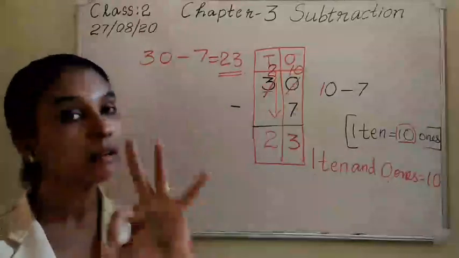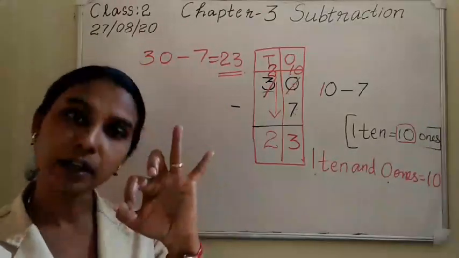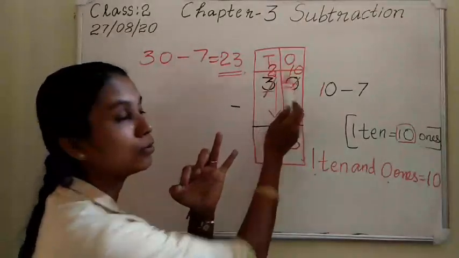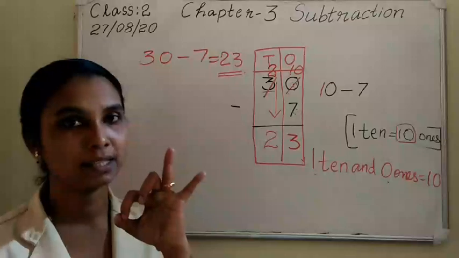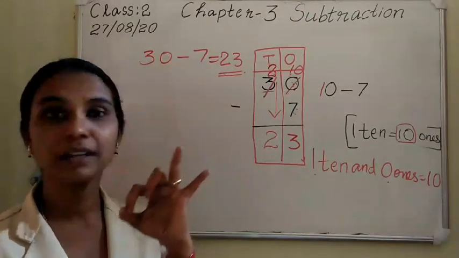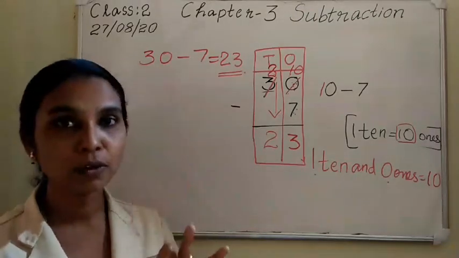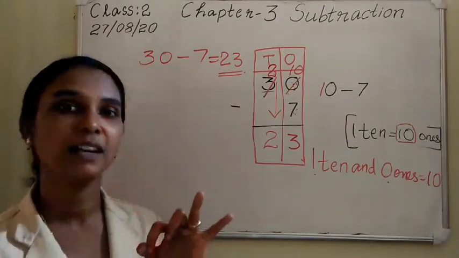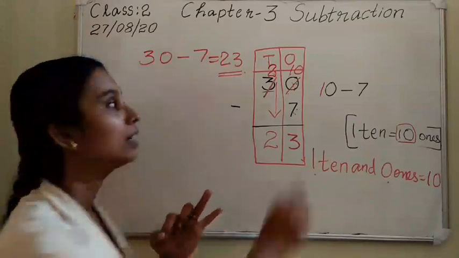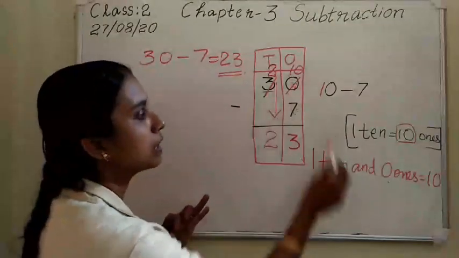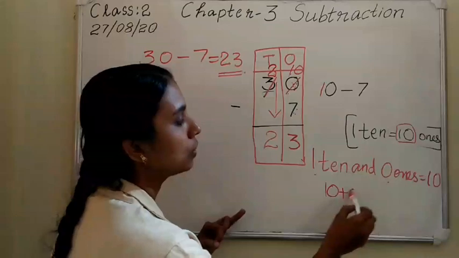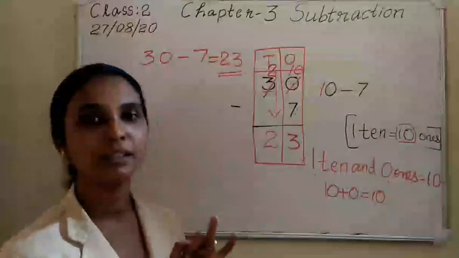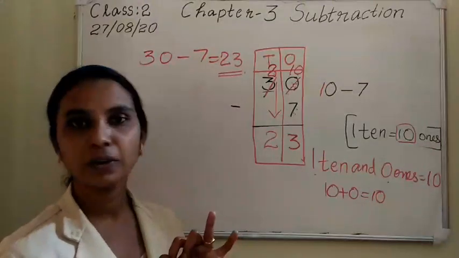The tens place has 3 tens. You can take 1 ten. Then it becomes 2 tens. And 1 ten goes to the ones place. In the ones place only you can write ones. There are 10 ones in 1 ten. So you can write 10 plus the 0, that's equal to 10. You write in the ones place 10. Then you can subtract.